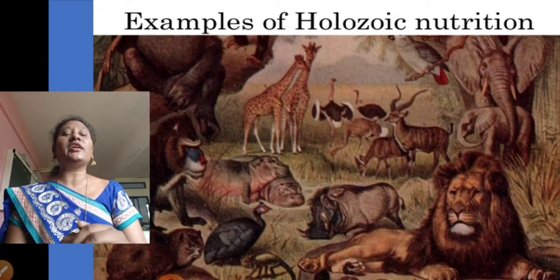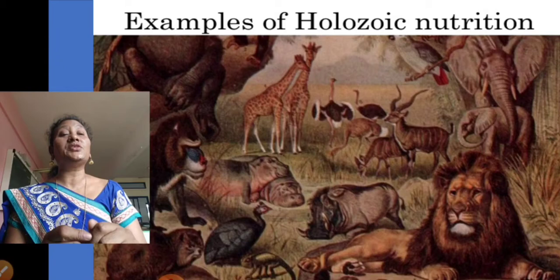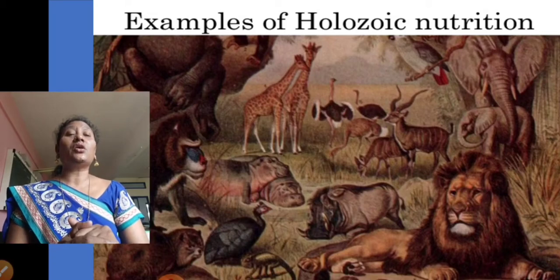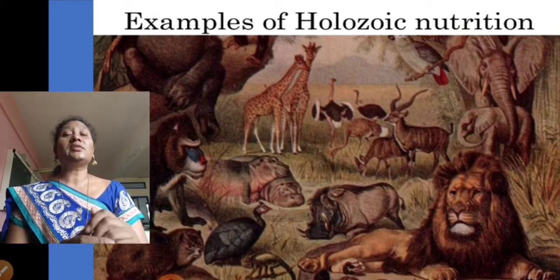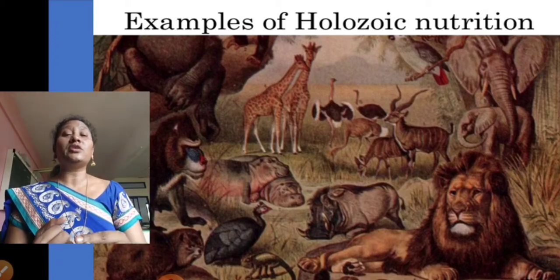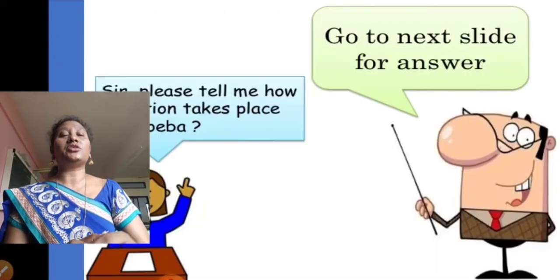You can see different examples of holozoic nutrition: lion, tiger, giraffe, ostrich. Different birds and animals are there. These are all different types of animals that show the three types of holozoic nutrition, that is herbivorous, carnivorous and omnivorous nutrition.